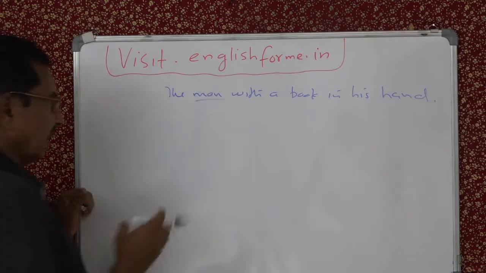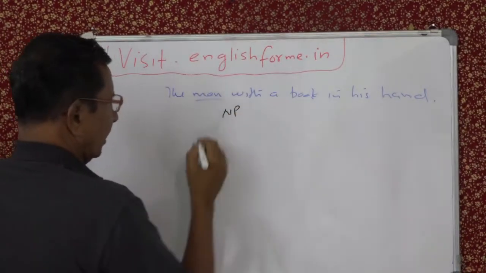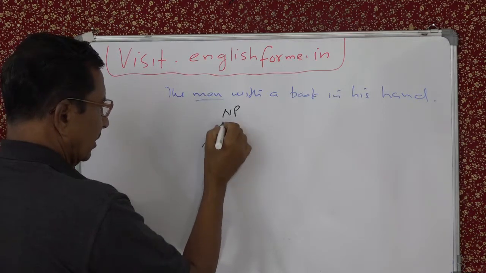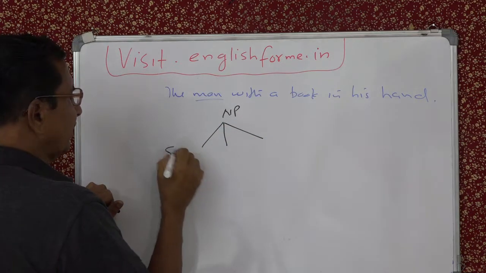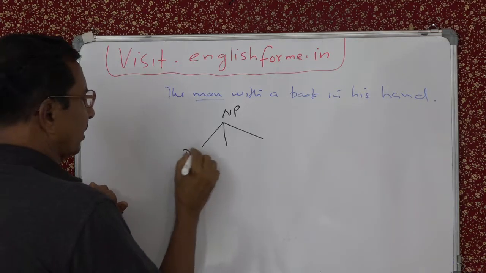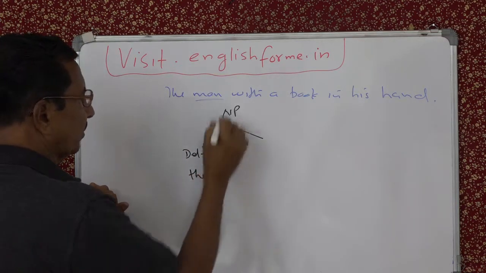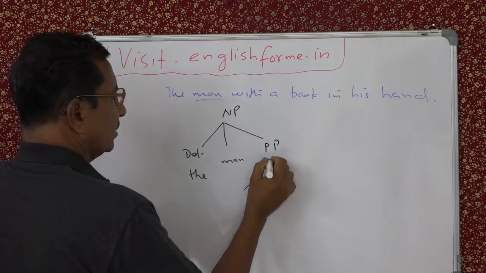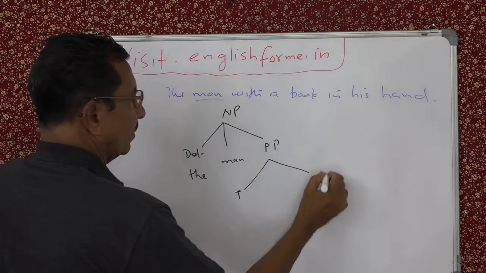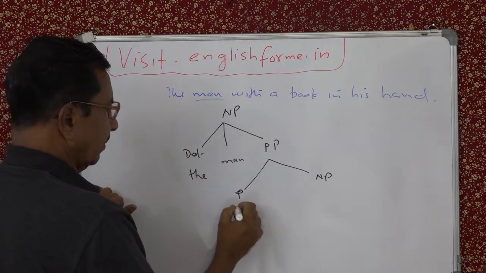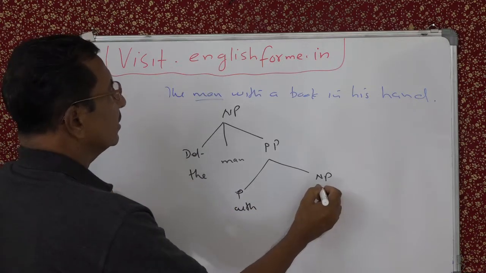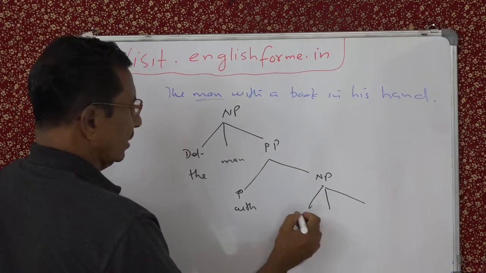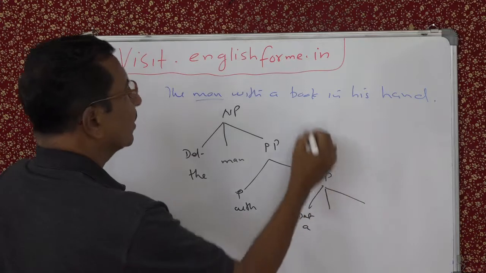You have NP, this man. Then you have a specifier or determiner. You call it determiner, and the head is man. Then you have a PP. PP has a P and an NP. Isn't it? P is "with," and the NP is, again, you have a determiner, A, and book.